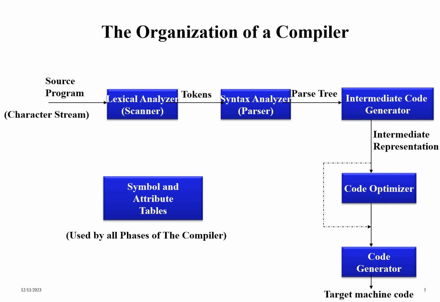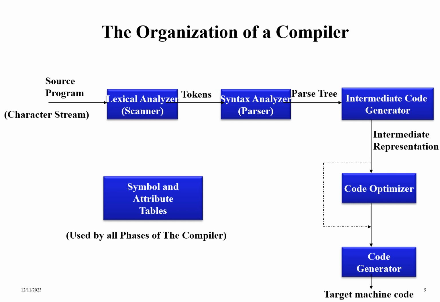First, we give a source program as an input to the lexical analyzer. It generates tokens. We can call the lexical analyzer a scanner, and these tokens are given as an input to the syntax analyzer. It generates a parse tree. We can call the syntax analyzer a parser, and this parse tree is given to an intermediate code generator. It generates an intermediate code representation. This is given as an input to the code optimizer. It optimizes the code, and the output of the code optimizer is given to a code generator. It generates the target machine code.